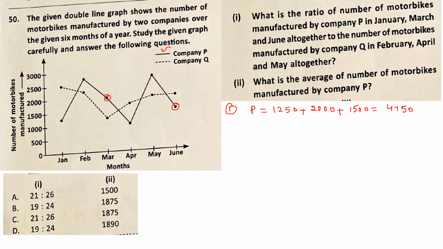Now for company Q, you have to see how many motorbikes are manufactured in the month of February. Company Q is represented using a dotted line. In February, which is given over here, it is 2250, plus April it is 1750, and plus May it is here, which is 2000. If you add it, you will get 6000.